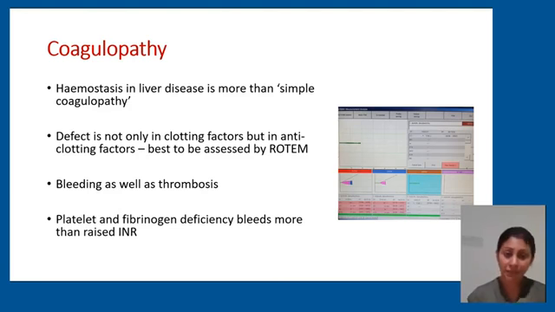If facilities are available, try and use rotational thromboelastometry, which is a test that would give you a 360-degree assessment of the hemostasis. It will assess the extrinsic pathway, intrinsic pathway, fibrinogen, platelets, everything. The risk of bleeding as well as the risk of thrombosis. So rather than going by INR and correcting it with FFP, the key message would be to be guided by ROTEM if the facilities are available.